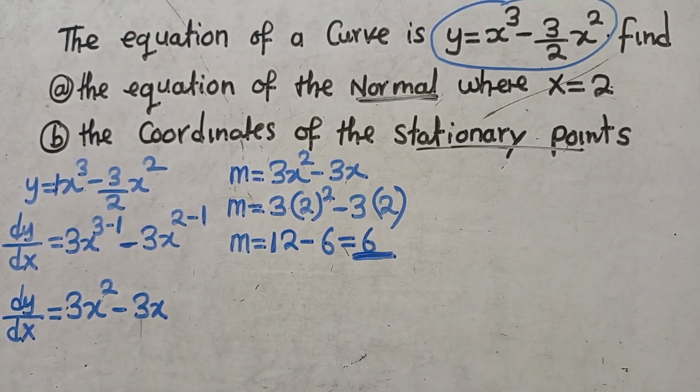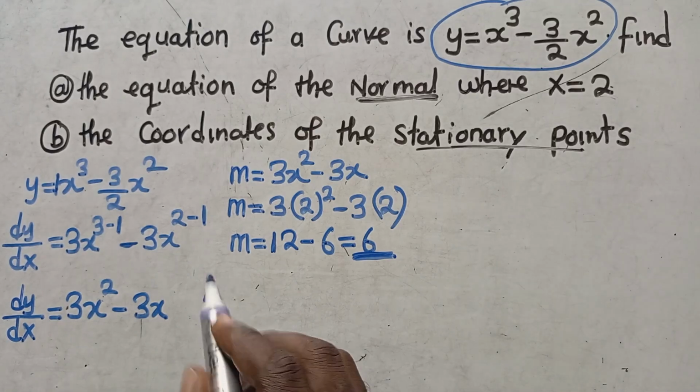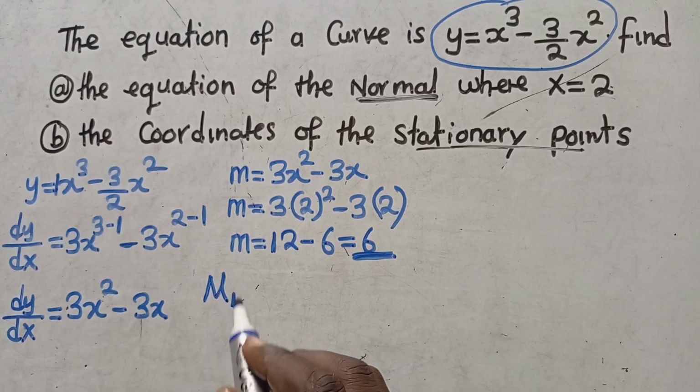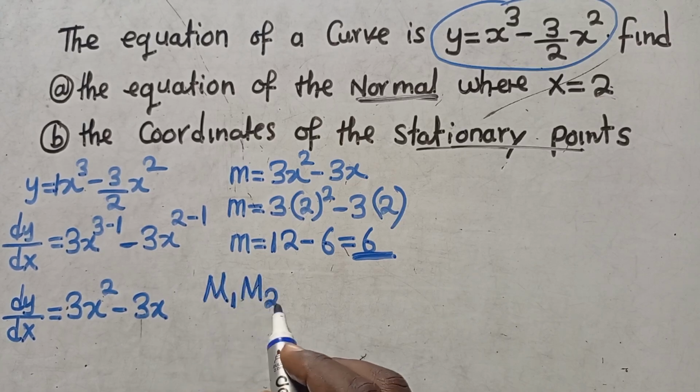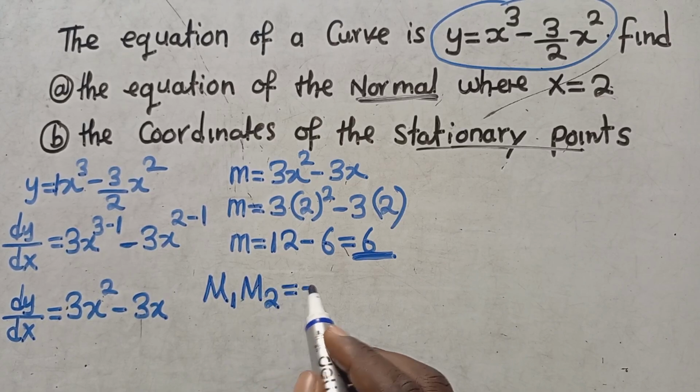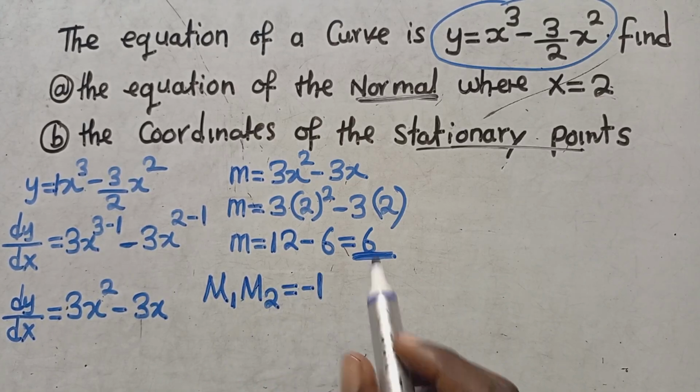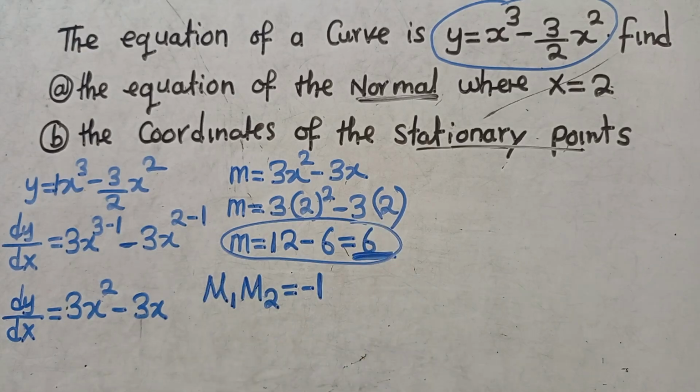6 is the gradient. Since you are taught to find the equation of the normal, the equation of the normal and the equation of the tangent are perpendicular to each other, meaning if you multiply the gradient of the tangent and the gradient of the normal, you will get the answer -1. This first gradient is called the gradient of the tangent. So the gradient of the tangent is 6. We find gradient 2, that is the one that we are going to use.